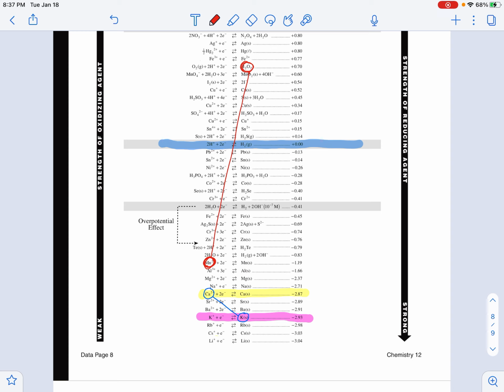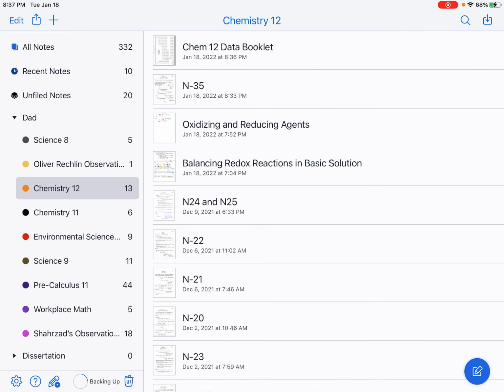If I just ask you a real quick question about whether this is going to be a spontaneous reaction, you don't even need to calculate a number. If you know where the two chemicals are on the table, you can just connect the two dots and say spontaneous or non-spontaneous. You can work that quickly. Okay? Back to the notes here for a sec.